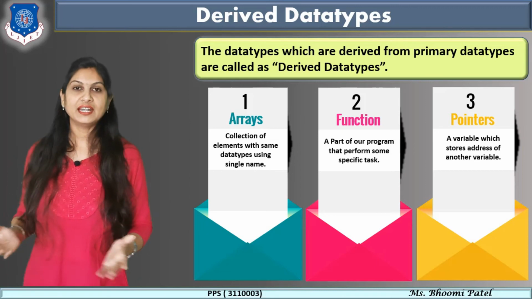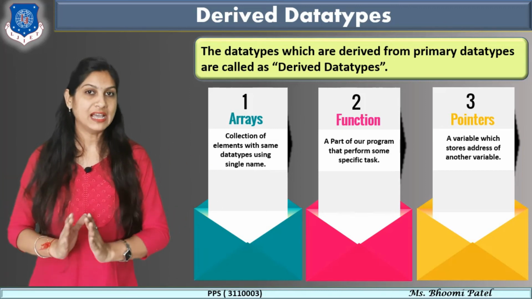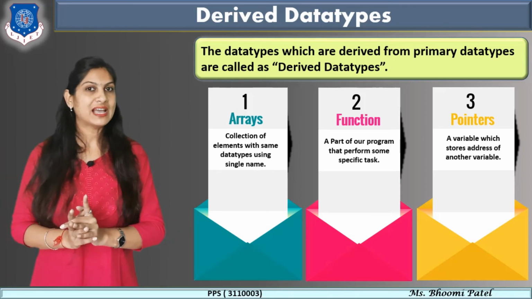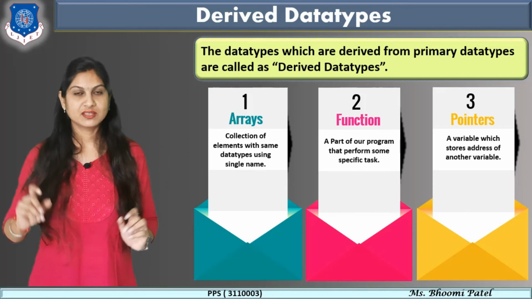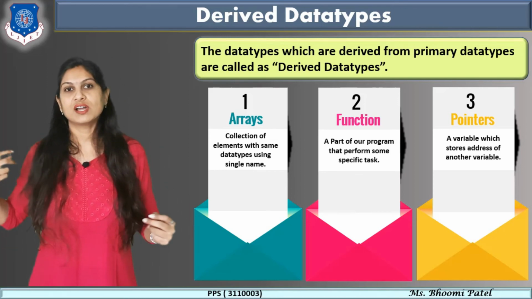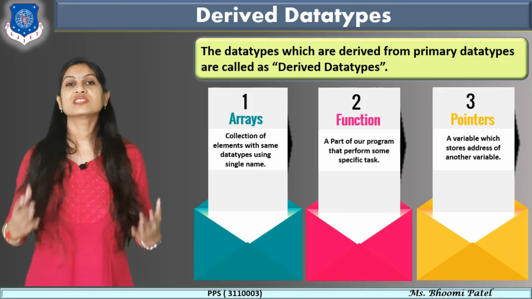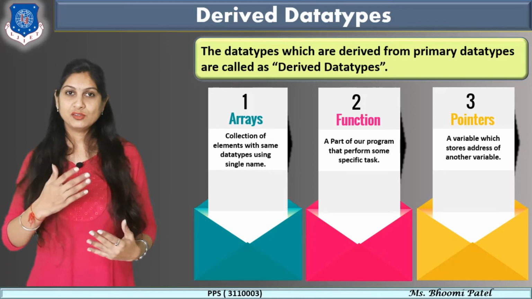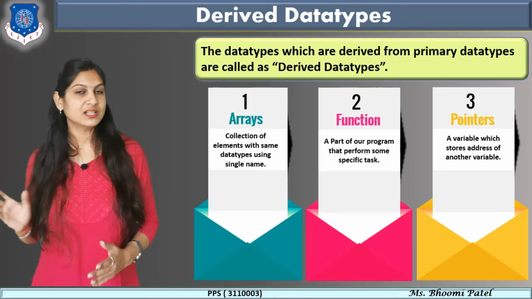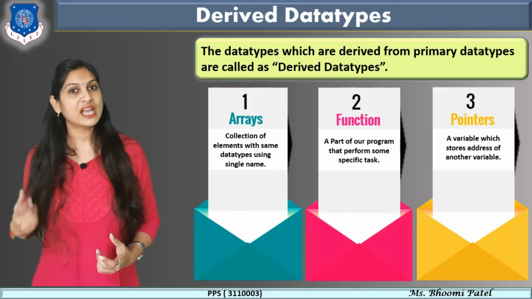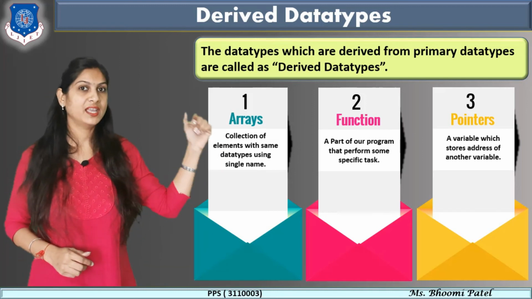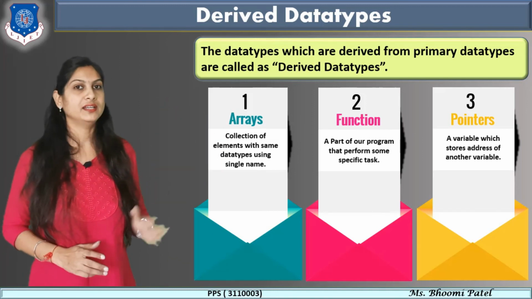Array means what? It is a collection of multiple values. If you want 1 value, then you take 1 variable. If you want 2 values, then you take 2 variables. But suppose I want 100 values, then do you use 100 variables? No. Instead of that, we use the concept of array. We will see it later in detail.